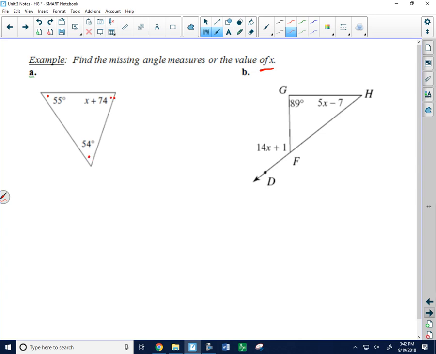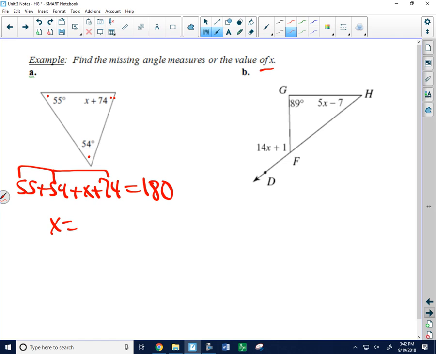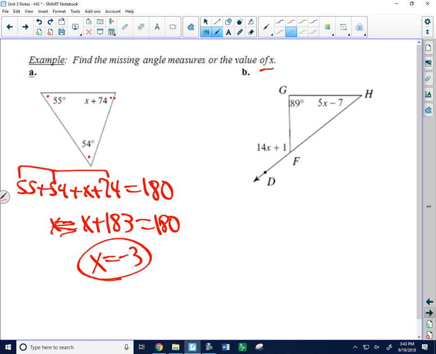Therefore, we can sum them. X plus 74 equal to 180. We're going to combine like terms, and we get, oh, that's a plus. X plus 183. You also could have just, the first step, if you already added them, you could have done that. And then we subtract 183 and get -3. And as long as you don't get, like when I plug that in, I get 71 degrees. That's fine, as long as you don't get a negative angle. So you can have a negative x as long as you don't get a negative angle.